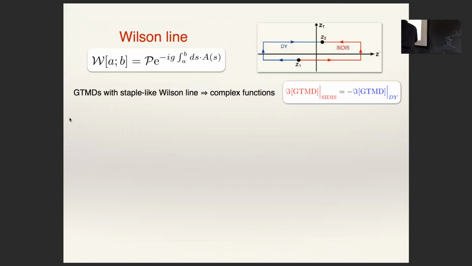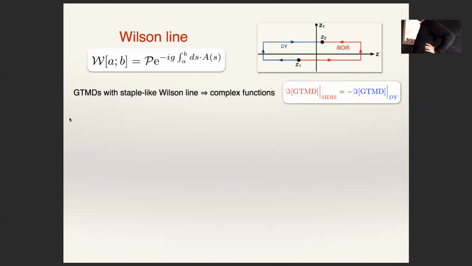So we're also going to adopt these staple-like Wilson lines for GTMDs in order to get a connection to the ordinary TMDs. And if we take these staple-like Wilson lines, there is no constraint from time reversal anymore, which means that these GTMDs become complex functions. So they have a real part and an imaginary part. And the imaginary parts of these GTMDs show the same sign flip as we know, for example, in T-odd TMDs. And so the imaginary part of a GTMD in semi-inclusive DIS with a future pointing Wilson line would be the same as the imaginary part of the GTMD with the past pointing Wilson line up to a sign.